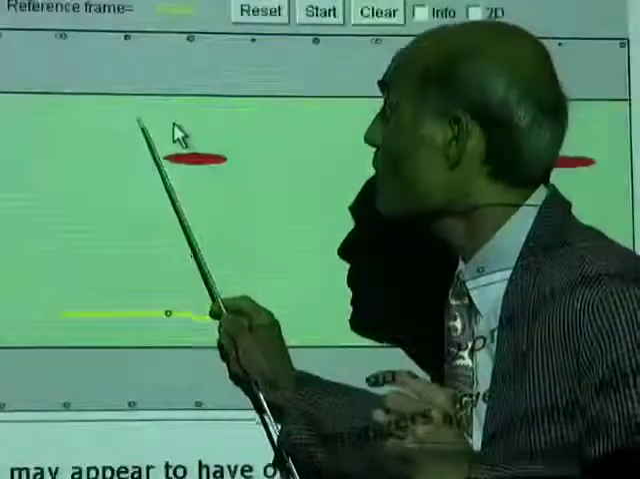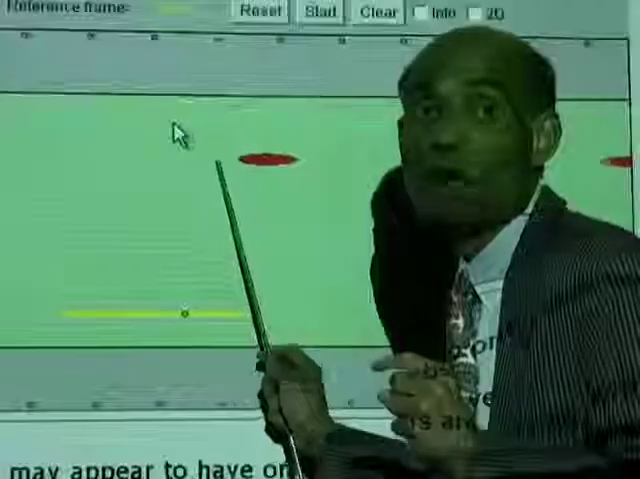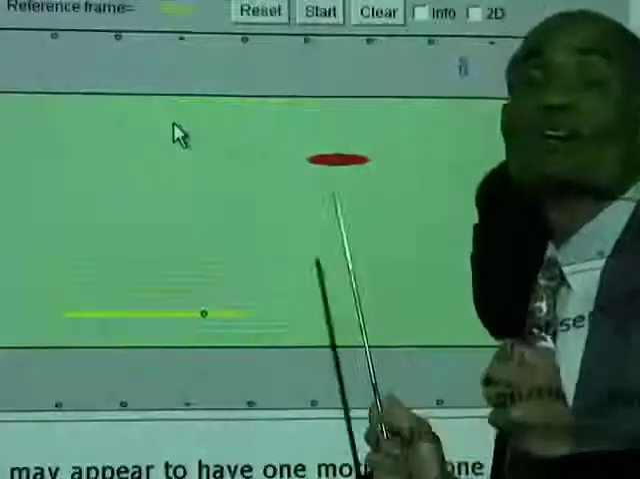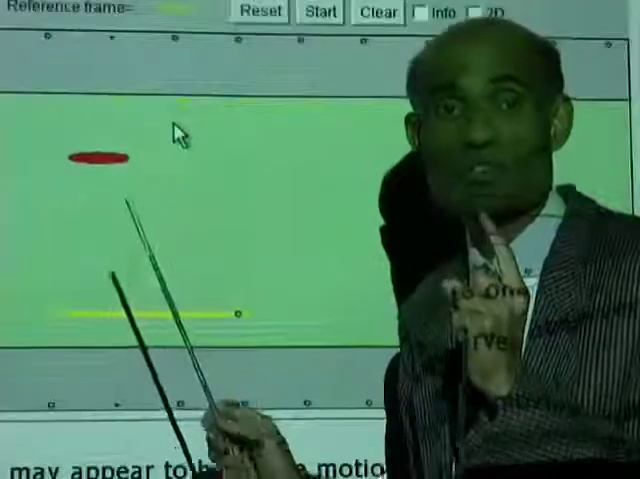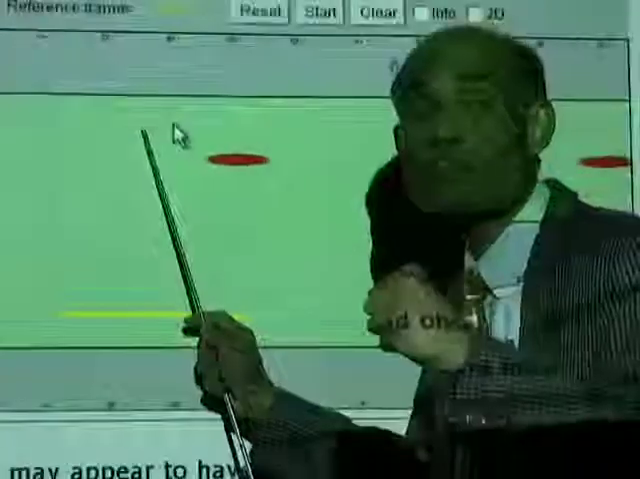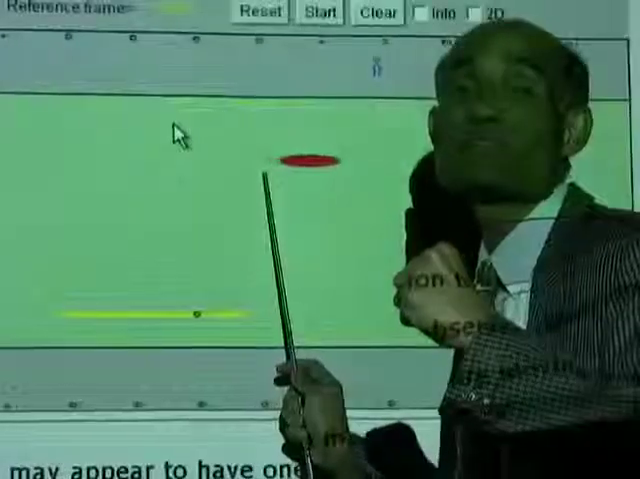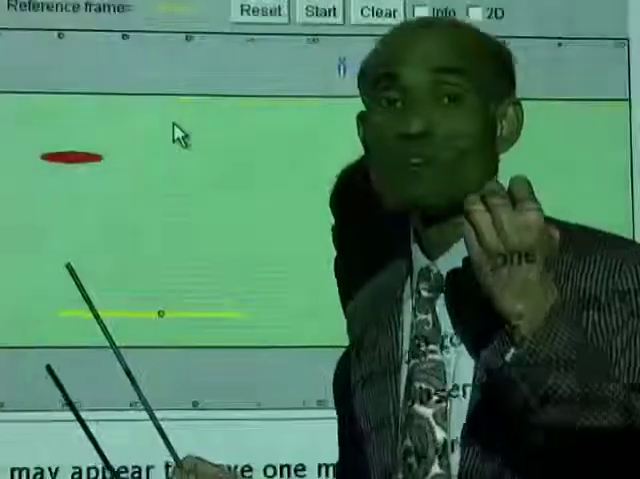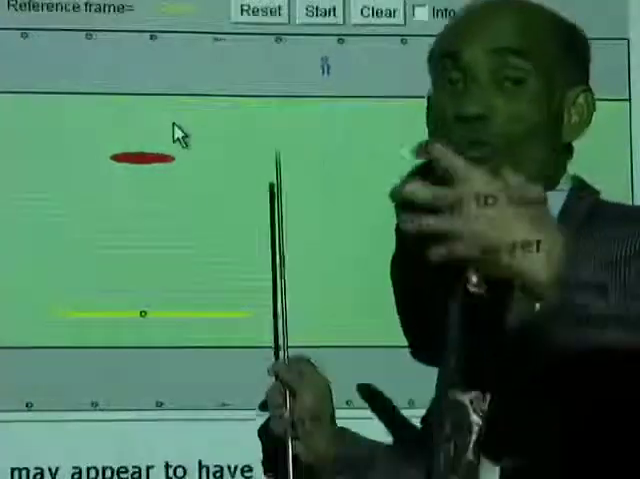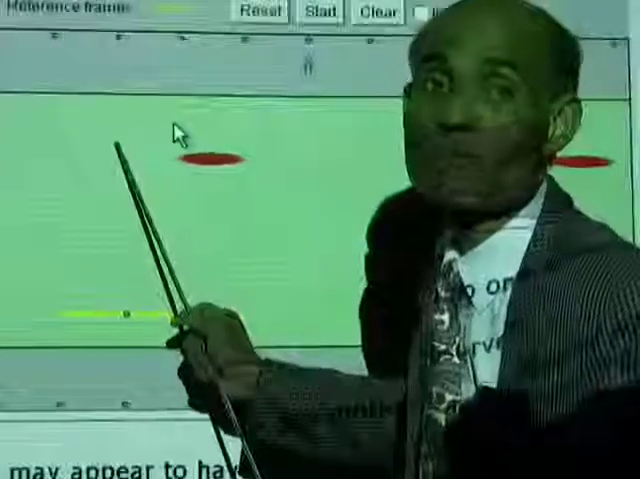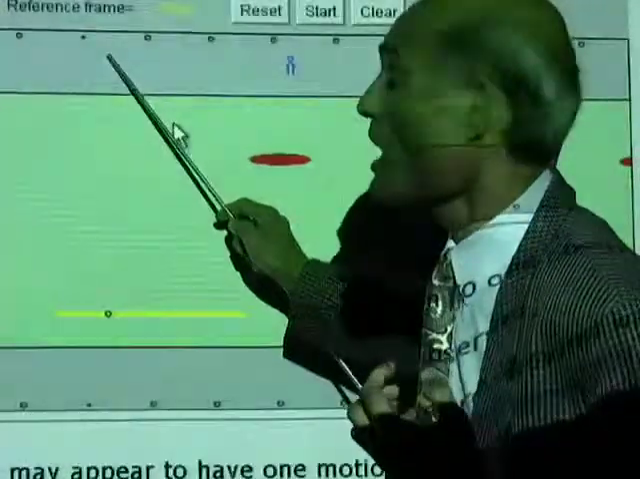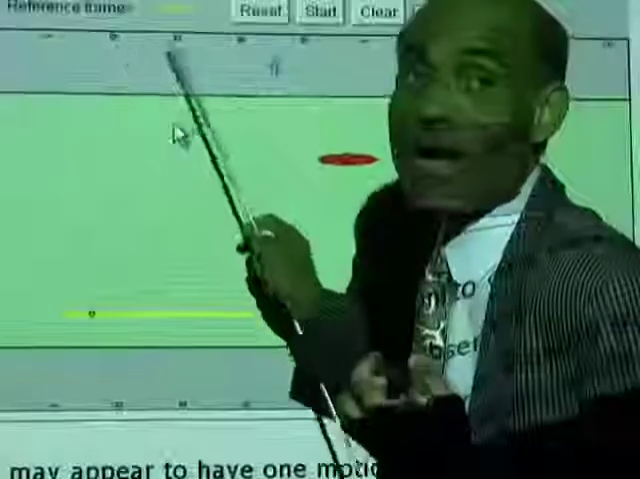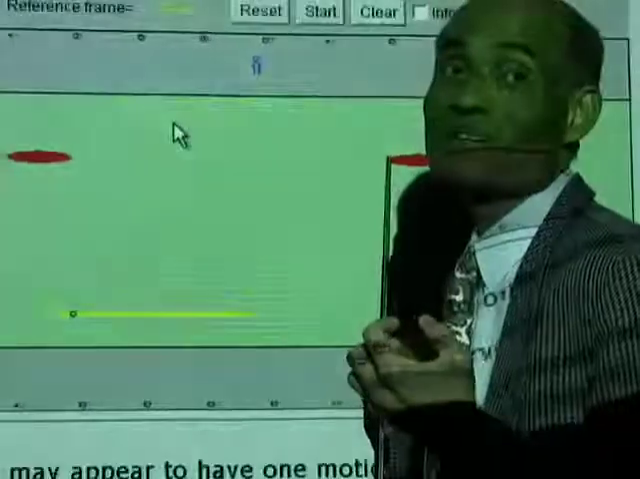So when you observe it from the river, the boat will appear to be moving with a velocity of 3 meters per second. And watch my language. The velocity of the boat measured from the river is 3 meters per second, 5 minus 2. And we call it the velocity of the boat with respect to the river. The velocity of the boat with respect to the ground is 5 meters per second.